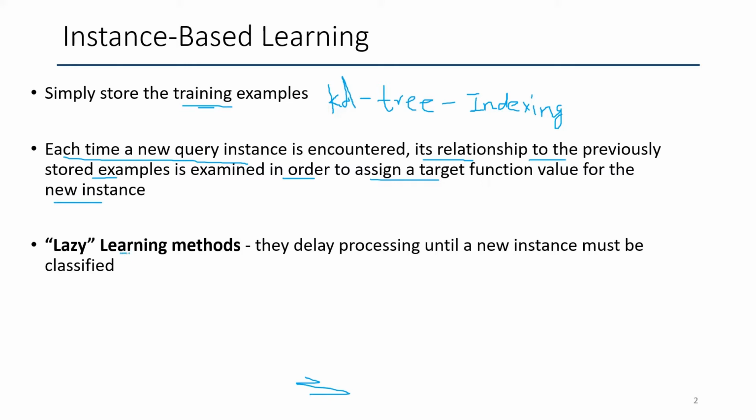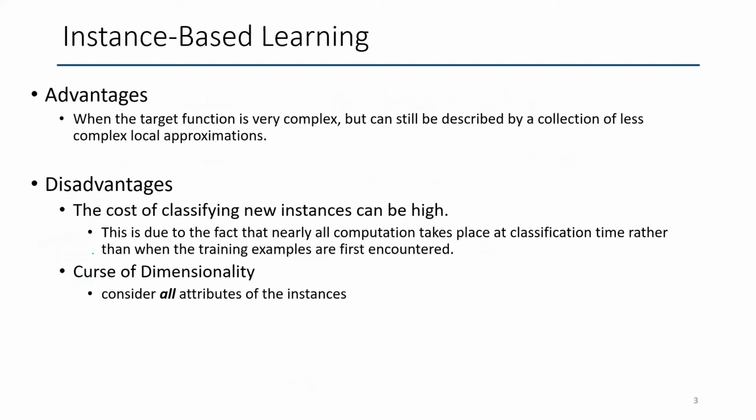This learning method is also called lazy learning. Why? Because here we are delaying the process until the new instance must be classified. We are not processing our training examples as such, and we do the processing when we have to predict the class or the unknown value for the given instance. That's why such learning methods are called lazy learning methods.